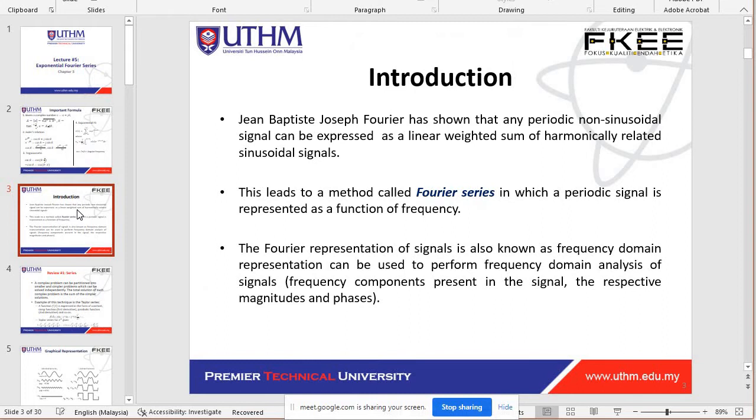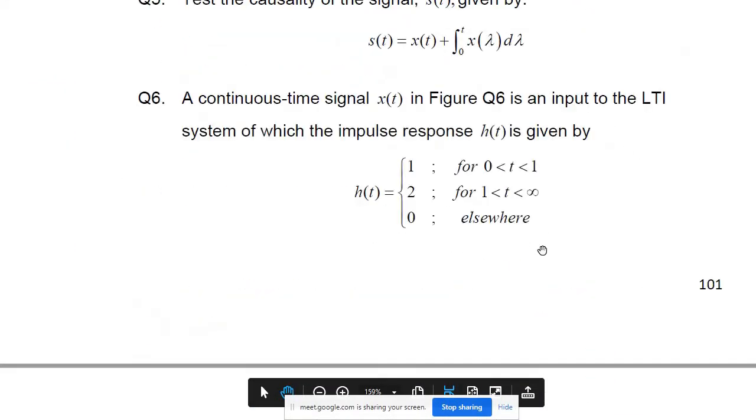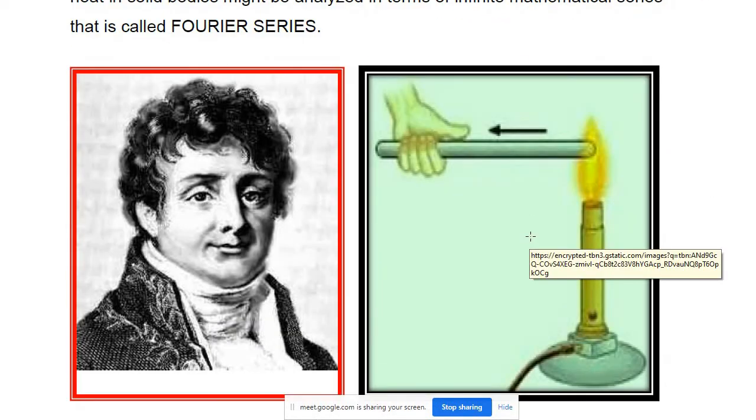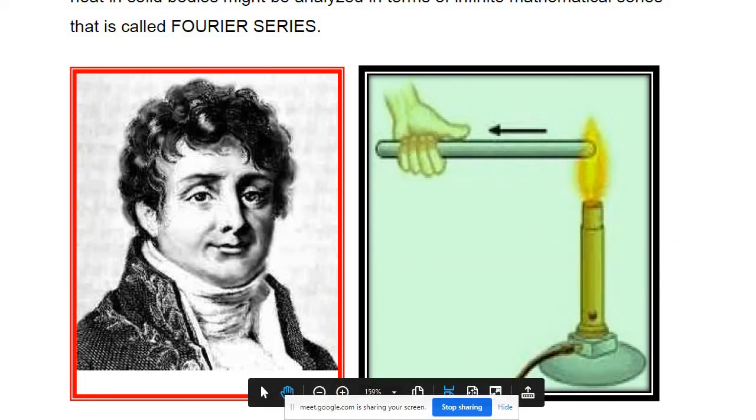Okay, introduction. Who created this Fourier series? Actually, if you look at page 104, let me see this guy. This is the so-called Jean-Baptiste Joseph Fourier. So the Fourier series is named based on his name. This is Joseph Fourier.